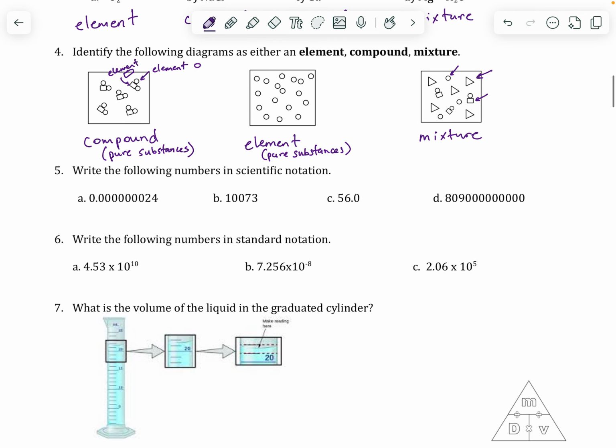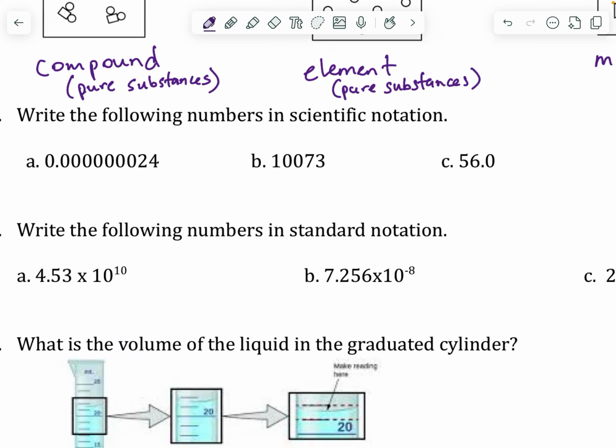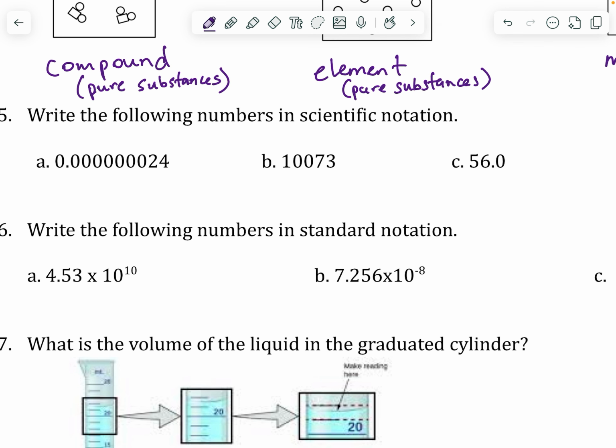Then we got into scientific notation. This was really helpful when we got into the mole concept, where we were talking about Avogadro's number and how large it is in terms of 602 sextillion, which is a crazy big number. So it's a lot easier to represent that in scientific notation, because in scientific notation, you always start with a decimal after the first non-zero number within the number itself.